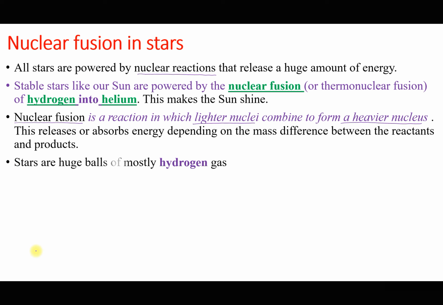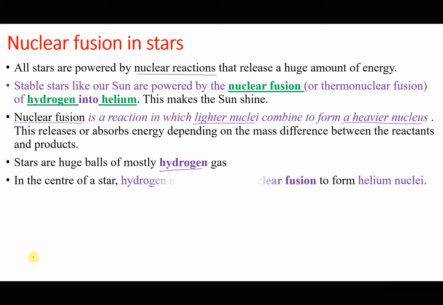So stars are considered to be a huge ball of mostly hydrogen gas. Mostly hydrogen. Remember, 75% of our sun is made up of hydrogen, and around 24% is helium. So in the core, or in the center of a star, hydrogen nuclei undergo nuclear fusion to form helium nuclei.